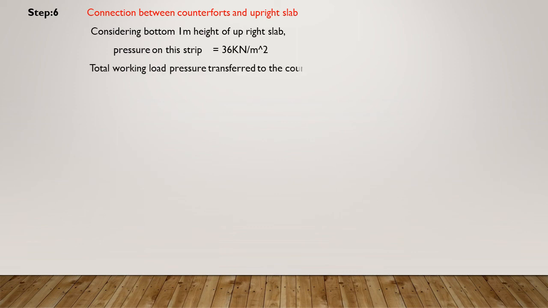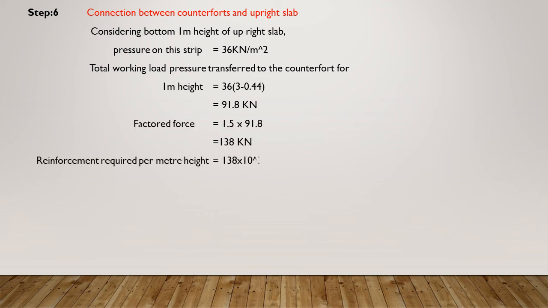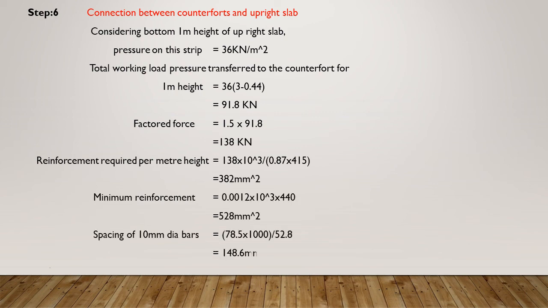So connection between counterfort and the upright slab. Okay, so considering the bottom 1 meter height up to the heel slab, the pressure on this strip is 36 kilonewton per meter square. Then the total working load transferred to the counterfort for 1 meter is equal to 36 into 3 minus 0.44. So this value is 91.8 kilonewton. Our factored load is simple, 91.8 into our load factor 1.5, so multiply the values, and you get the answer, 138 kilonewton.